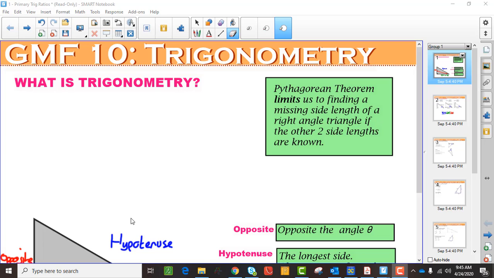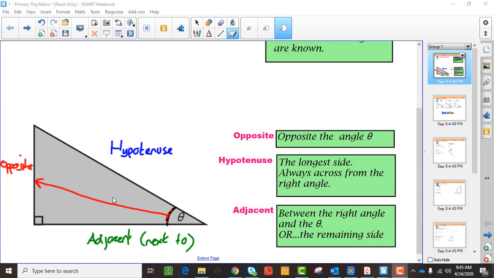So we're going to introduce trigonometry to you in this video, and what we're looking at is that trigonometry has to do with ratios of sides in a triangle. The Pythagorean theorem allows you to find side lengths, but only if you have a right angle triangle that has two sides already known. What trigonometry is going to allow us to do is actually find sides based on angles, okay? So trigonometry has to do with angles in a triangle.